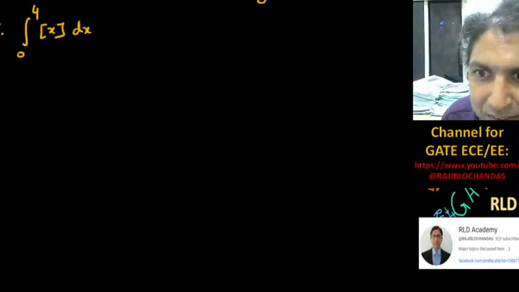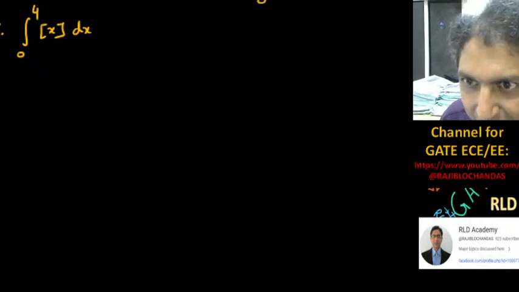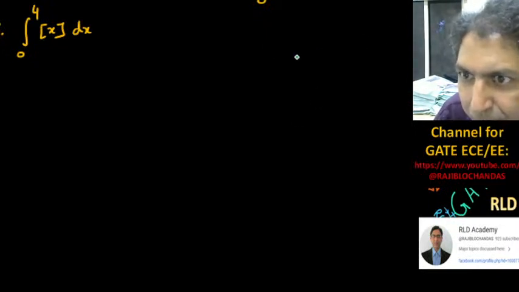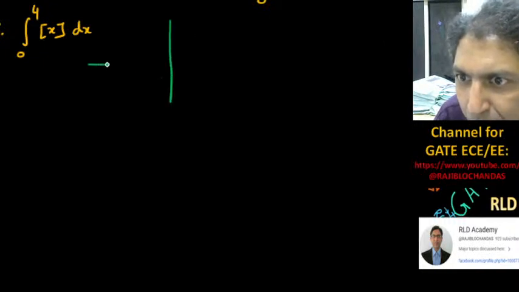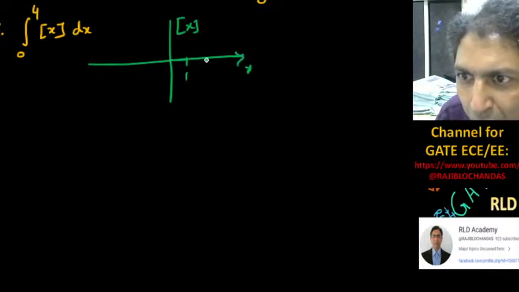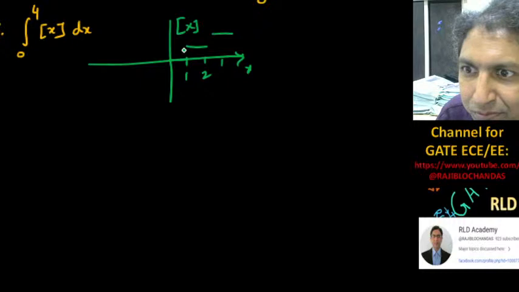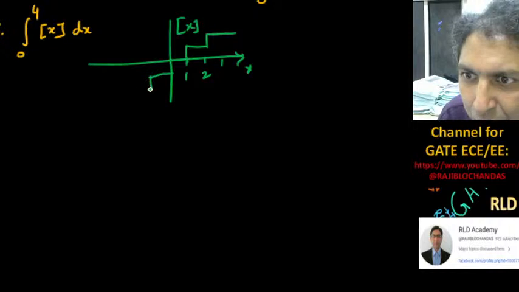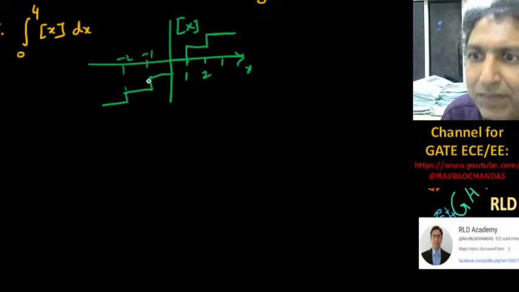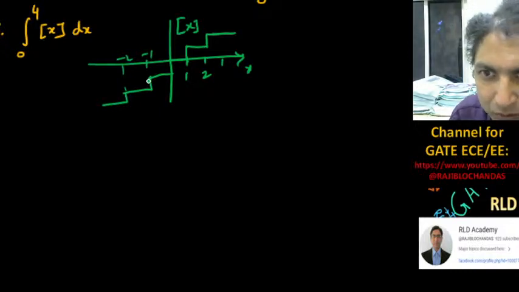Now we will go for the greatest integer function. The greatest integer function we have already defined, but quickly we will revise it again. What is the greatest integer function? X with respect to x: from 0 to 1 it is 0, from 1 to 2 it is 1, and from 2 to 3 it is 2, like this, and on this side it is minus 1, minus 2, like that. I think you have got this one.